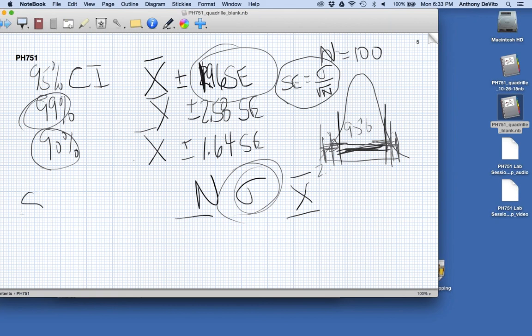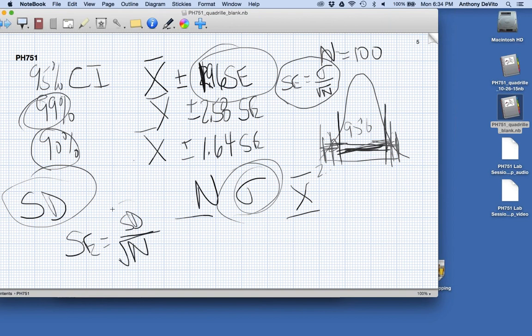So now I'm not going to call that sigma anymore, I'm just going to call it SD. That's the standard deviation of the population. Now I can say my standard error is equal to my standard deviation for the sample over the square root of the sample size, right? I can say that, no problem.